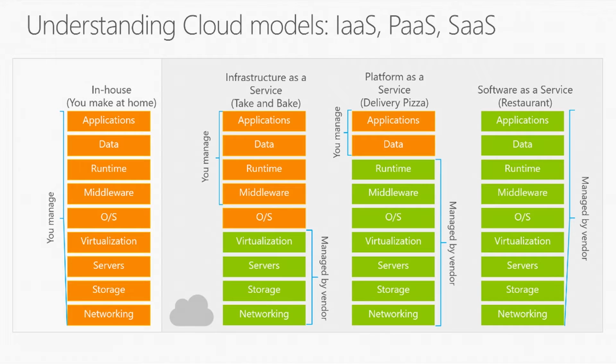In the you make at home model, this is similar to you having your own data center where you manage everything. In the take and bake pizza model, this is similar to infrastructure as a service, where the vendor manages the network, storage, and servers for you, and you manage everything above that. In a platform as a service, the vendor manages everything below the application, which is very similar to delivery pizza, where the pizza is made and cooked and delivered to your home. Going to a restaurant is similar to the software as a service model, where everything is done for you.